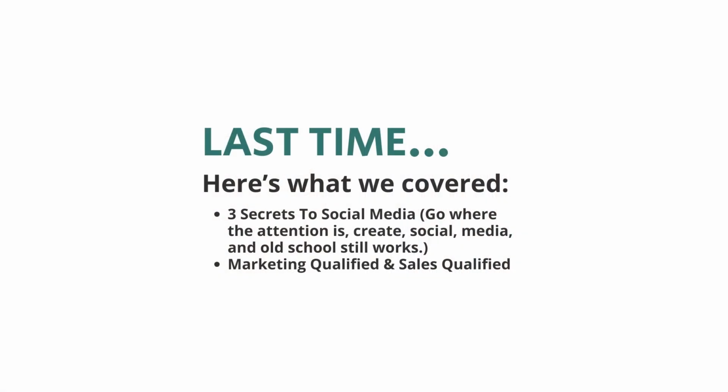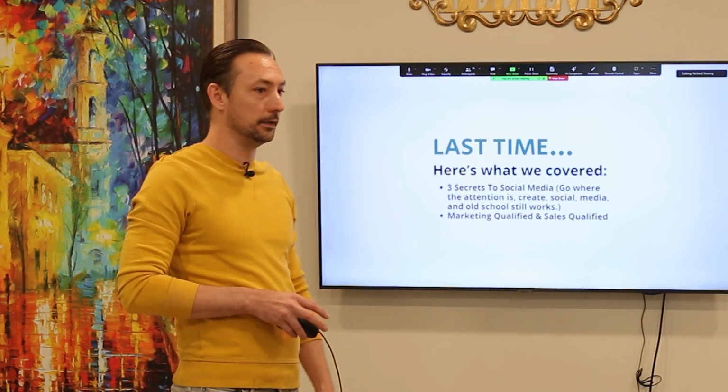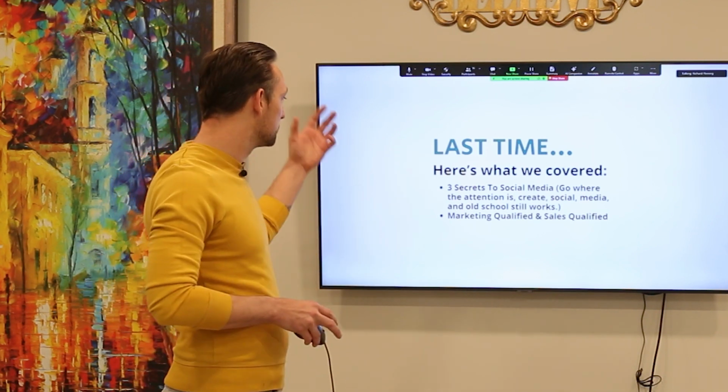Last time, what we covered was the three secrets to social media. The first one was go where the attention is, which is online. People aren't paying attention to the traditional media outlets like TV, radio, newspapers, that kind of thing. So we need to be online.